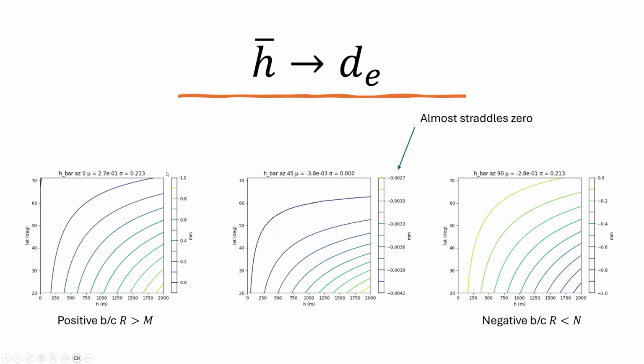Now, you might wonder, why are the errors all positive for 0 and negative for 90? Well, it's because the Gaussian radius of curvature is greater than m. It just is. The Gaussian radius of curvature is always greater than m, except when they're exactly equal at the poles. And it's always less than n unless you're at the poles. So that's where the signs are coming from.